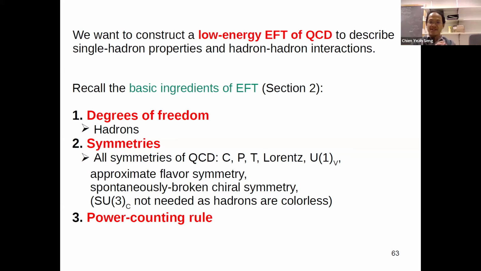And finally, we need to impose a power counting rule such that we can arrange the chiral Lagrangian in terms of increasing power of a certain expansion parameter and truncate the chiral Lagrangian at any precision goal that we want.